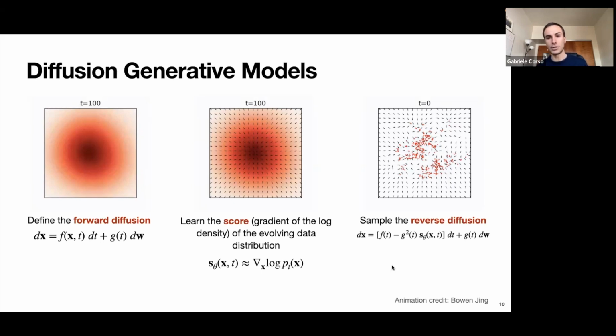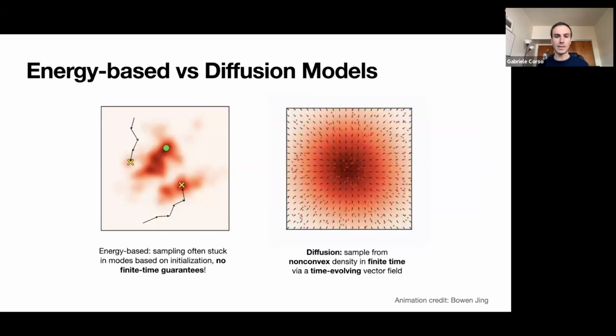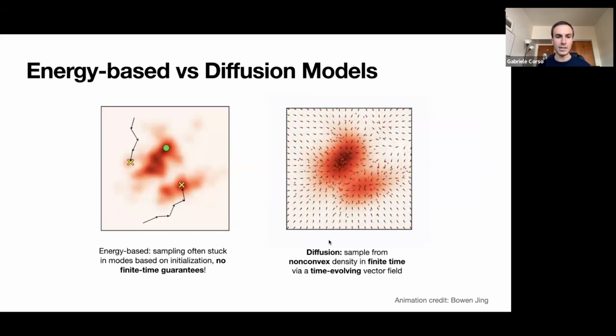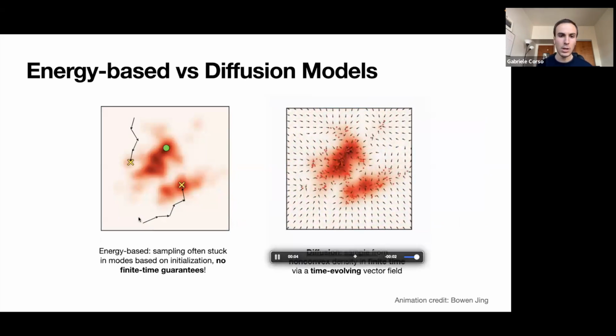the learned data distribution. And this is the big difference with something like an energy-based model, which instead only operates on the energy of the data distribution. These often have issues with, for example, getting stuck in modes based on particular initialization, and in general have no finite-time guarantees in terms of sampling from the data distribution. If the modes, for example, are separated, it's going to be very hard for the model to discover a new mode.